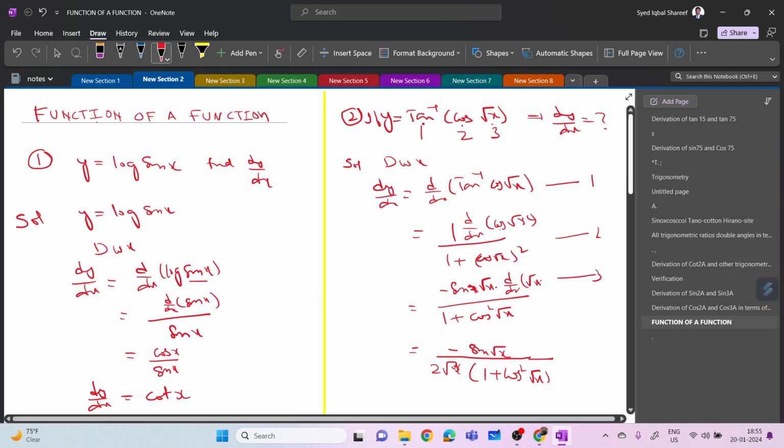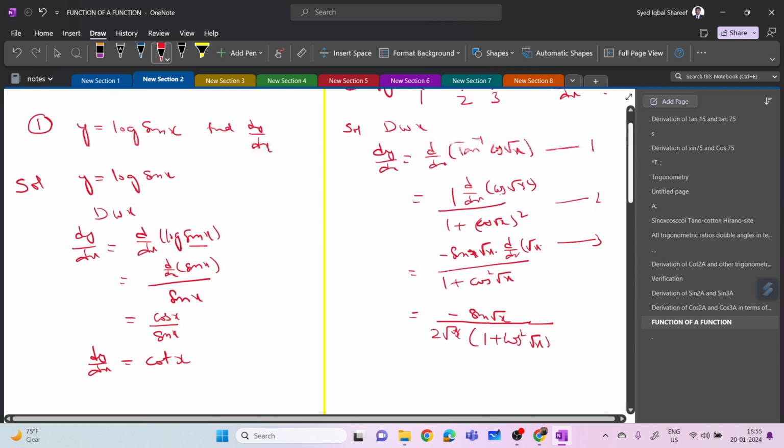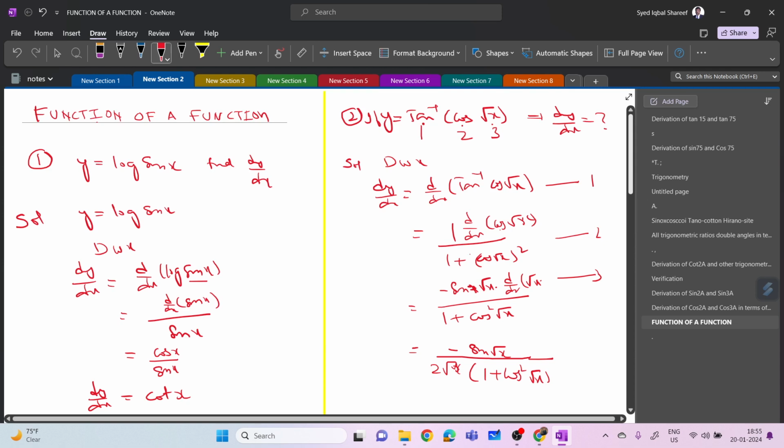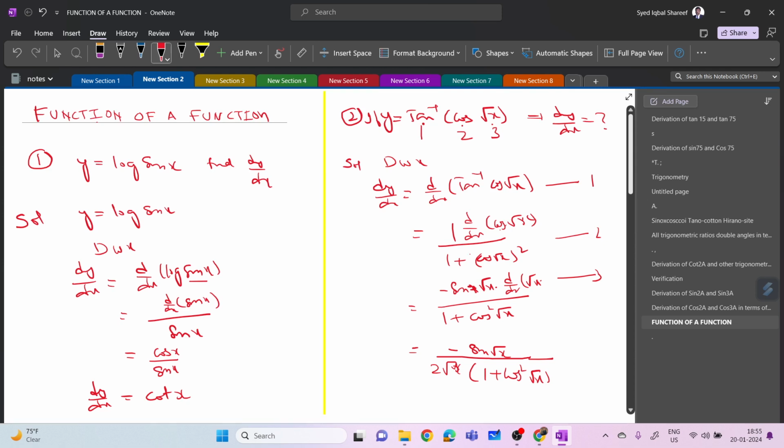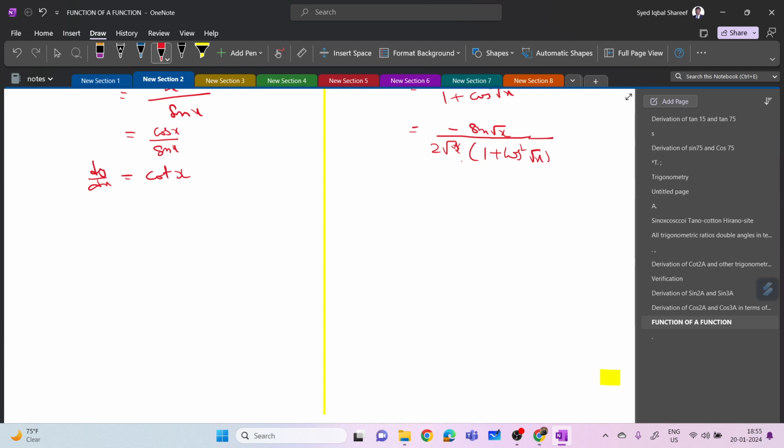One more problem. We will go for one more problem. You see there are 3 functions. Please, one more time. First, derivative of tan, then derivative of cos, then derivative of root x. Then simplify. So 3 times we are doing, 3 functions. Function of a function, 2 times, 3 functions, 3 times.